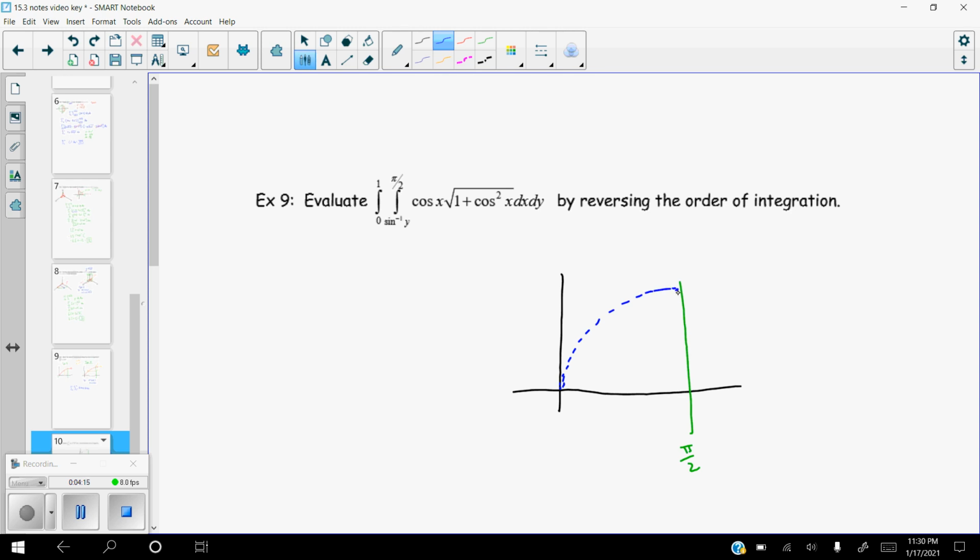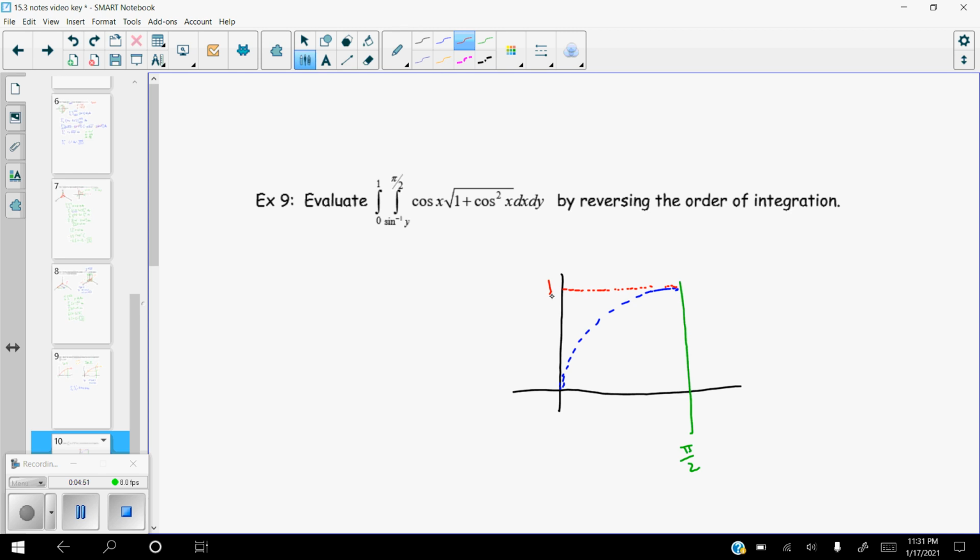Now remember that inverse sine is bounded between negative pi halves and pi halves, but remember that sine itself can only go from -1 to 1. So this top bound right here, because inverse sine of 1 is going to be pi halves, so that's 1 right there. So that's going to help us later on. So right now, that's a type 2 region because it's dx dy. We want it to be a type 1 region.